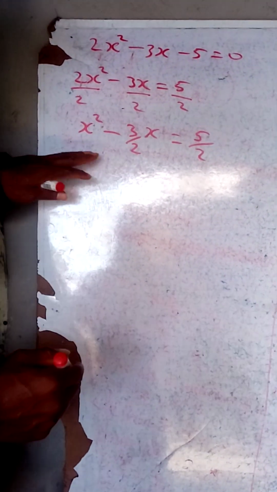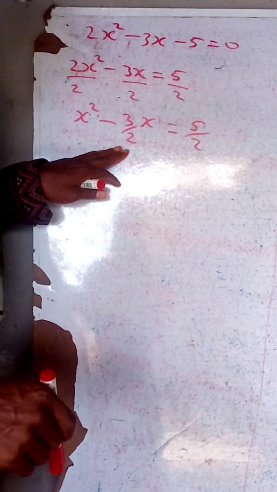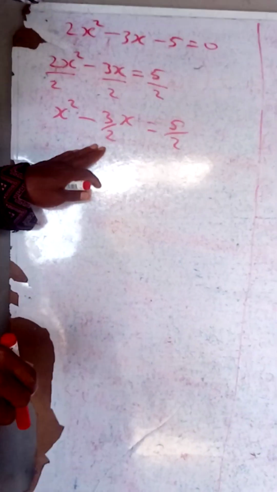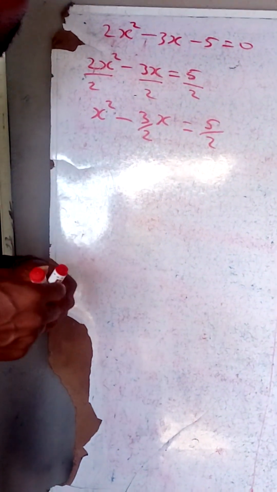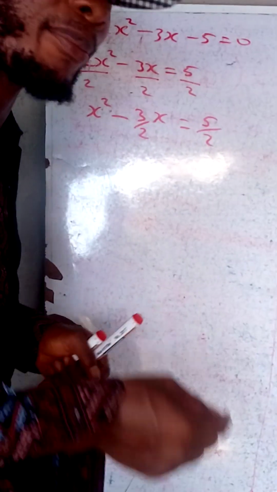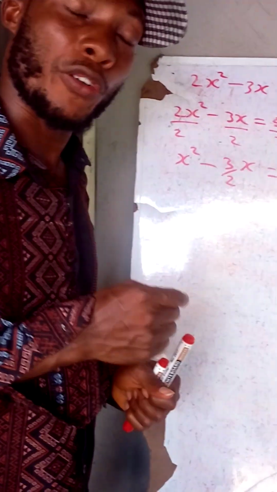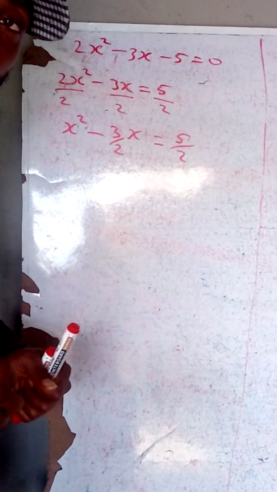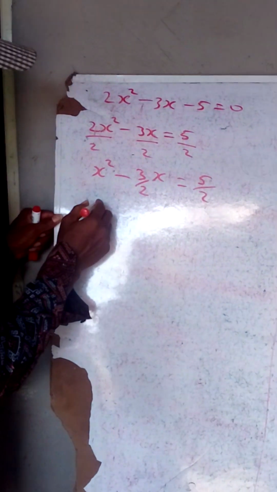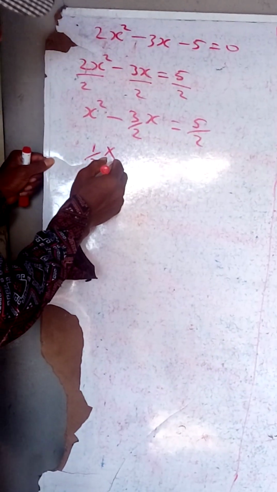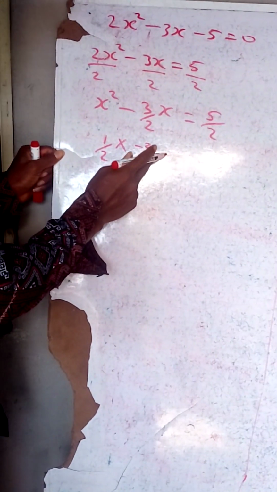And I told you that the next thing you do at this point is to find the half of the coefficient of x. And the coefficient of x here is minus 3 over 2. So we are going to use 1 over 2 to multiply minus 3 over 2. Are you getting it? Finding the half of the coefficient of x, which is minus 3 over 2, means use half to multiply minus 3 over 2. That is the meaning. So 1 over 2 times minus 3 over 2.